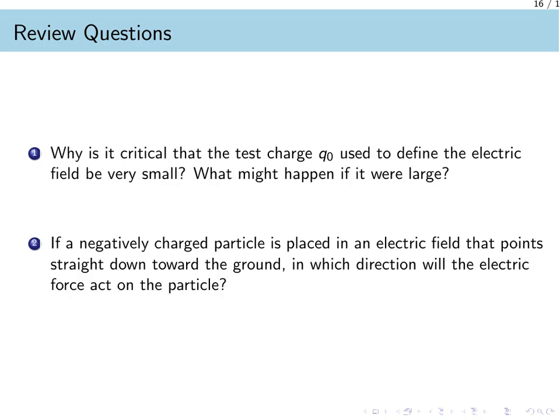Second, if a negatively charged particle is placed in an electric field that points straight down toward the ground, in which direction will the electric force act on the particle? Because the particle is negatively charged, the electric force acts in the exact opposite direction of the electric field, so the force will point straight upward.